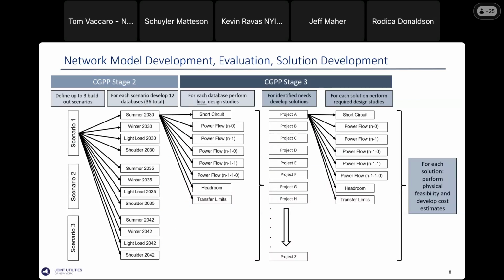And then preparing for stage 3, where we're setting up those local design studies. So stage 3 will be starting with the short circuit, a number of power flow cases representing different contingency levels that are important for the transmission, as well as doing headroom and transfer limit analysis for each and every one of these databases that we've set up for the scenarios.